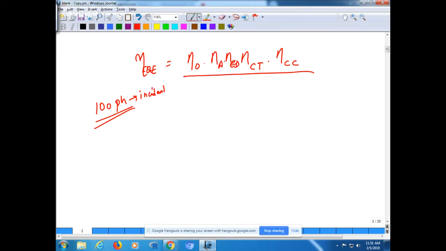Okay. Out of those 100, let's say 5 are reflected. So I will have 95 divided by 100 as the eta optical, which means 5 reflected. So I have lost 5. Okay, so the efficiency is 95%. Now absorption. Out of the remaining 95, let's say I absorb all 95 of them. So I have optical efficiency, and no loss in absorption.